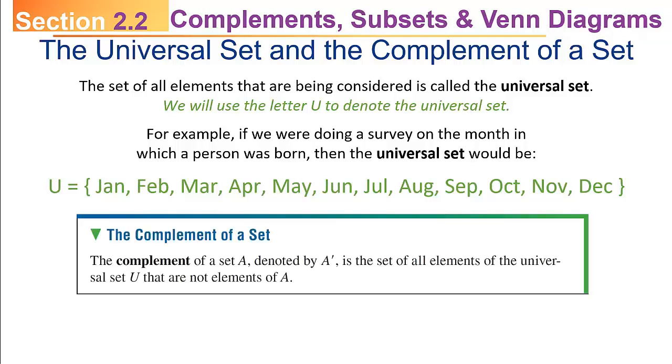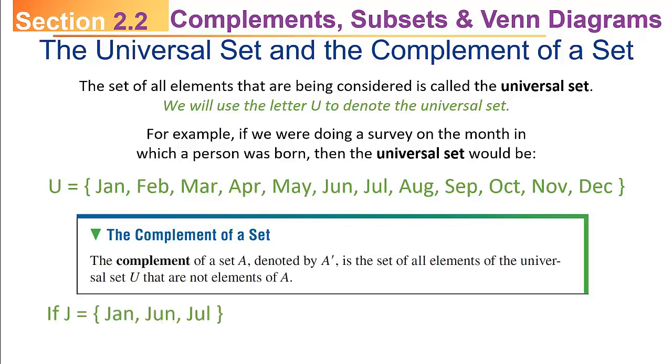The complement of a set A, denoted by A with an accent symbol as a superscript, is the set of all elements of the universal set U that are not elements of A. So you can't define the complement of a set until you know what the universal set is.